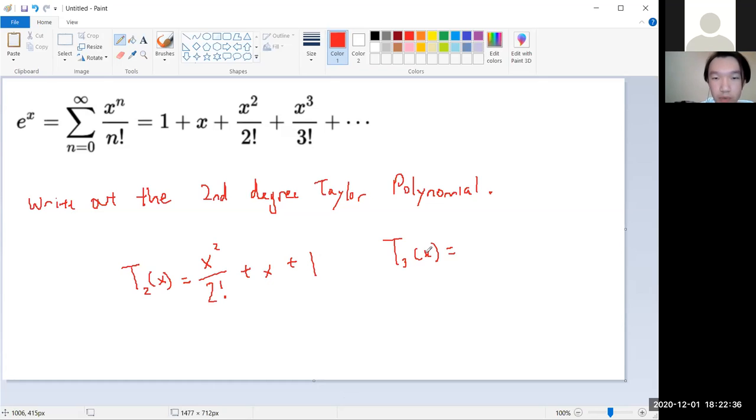What would t sub 3 of x be? Yeah, you could write it like that. Either one of those is fine, but I'll just write out the whole thing. So it's x to the third over 3 factorial plus x squared over 2 factorial plus x to the first. Technically you could write it like this as well. This is the same thing, plus x to the 0 over 0 factorial.